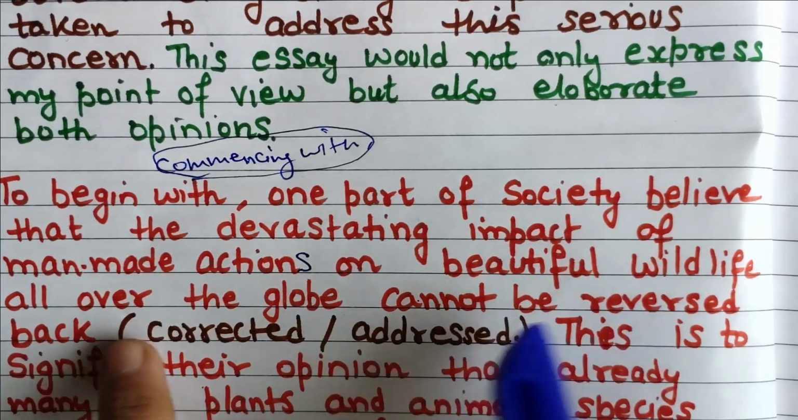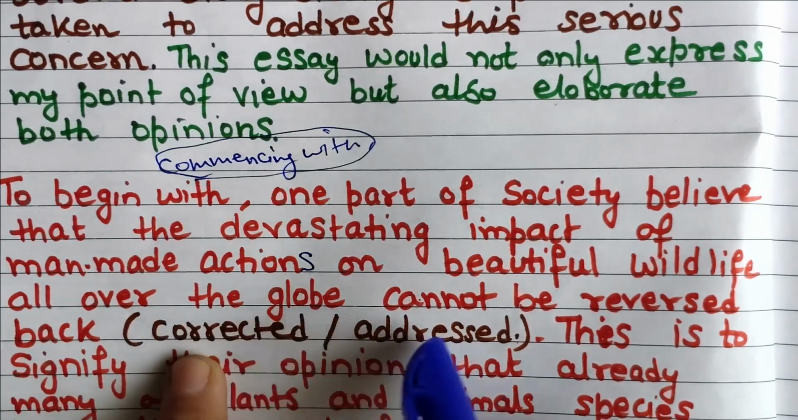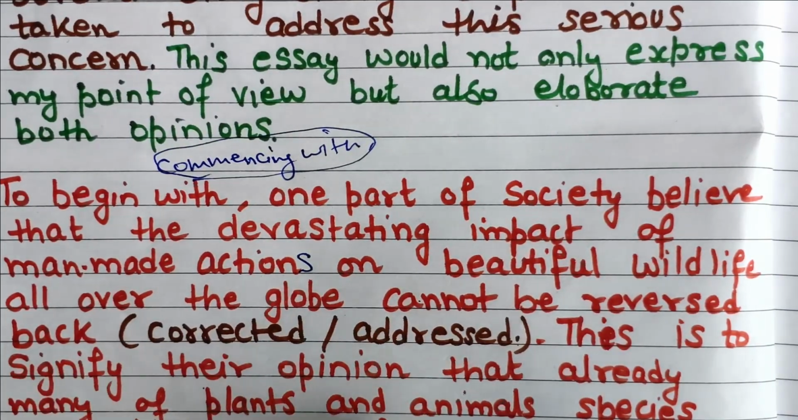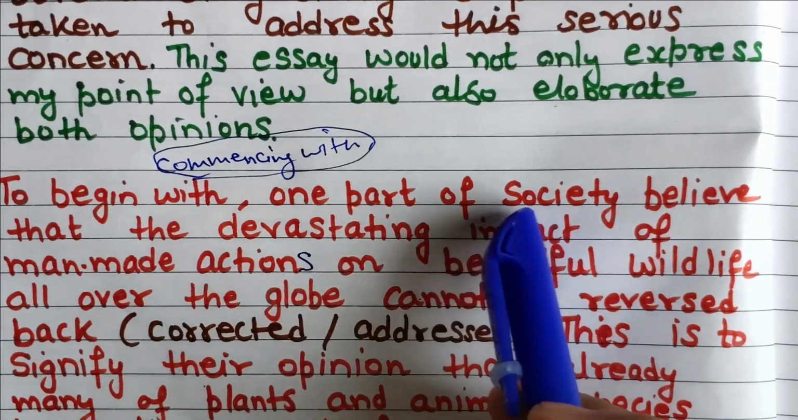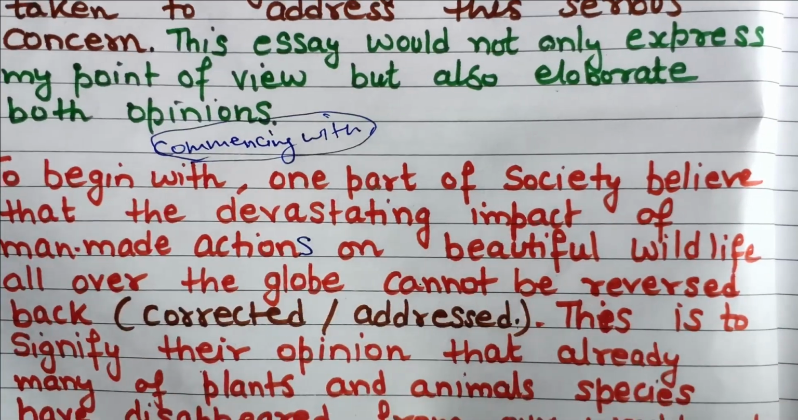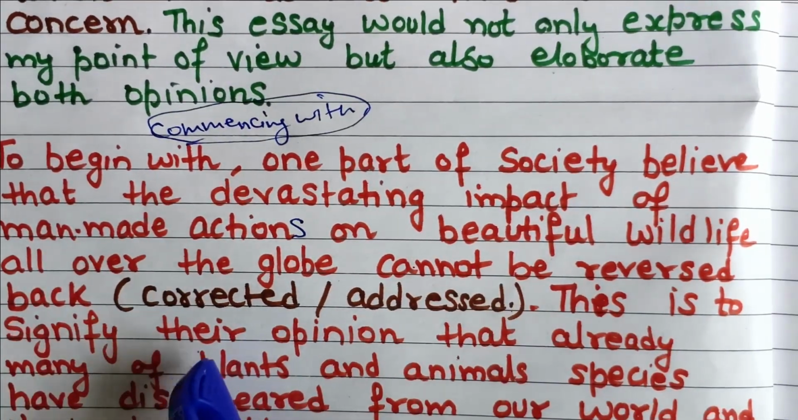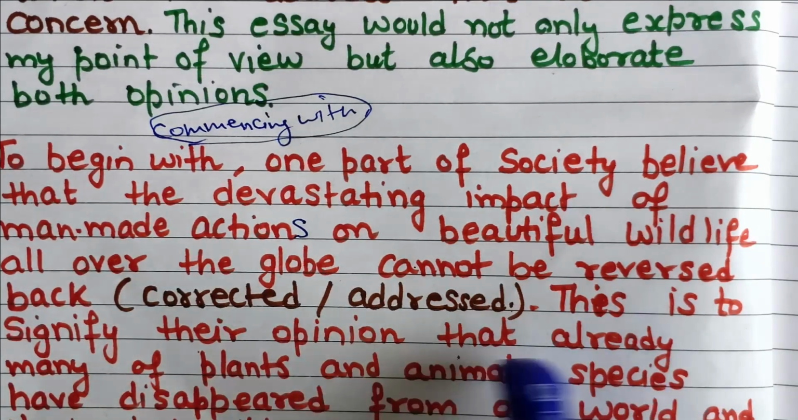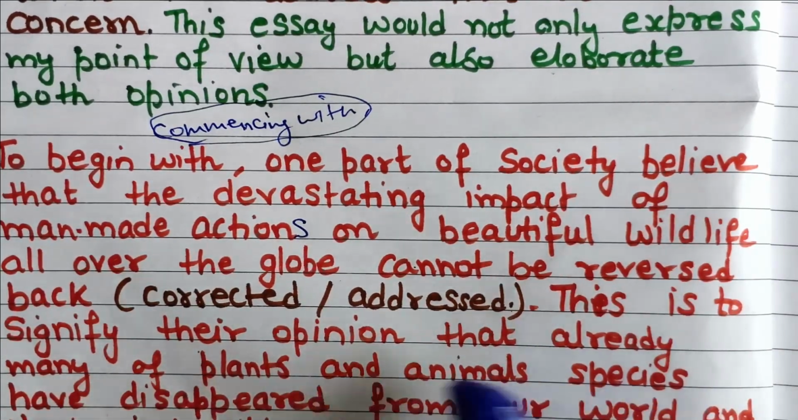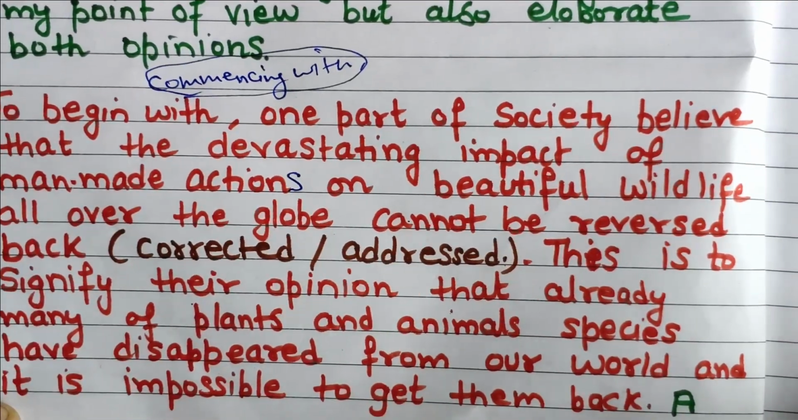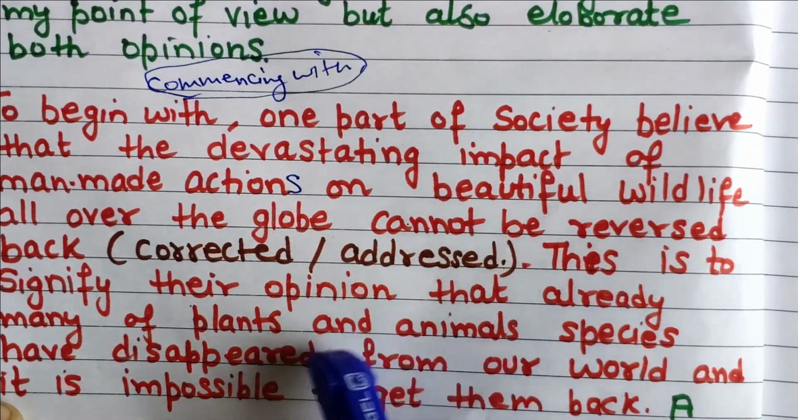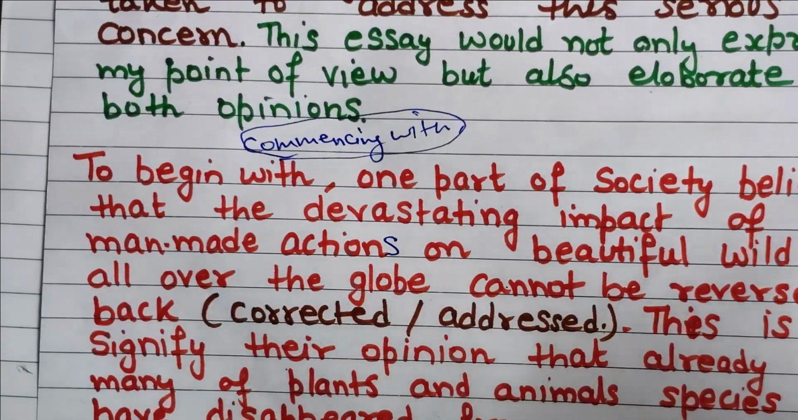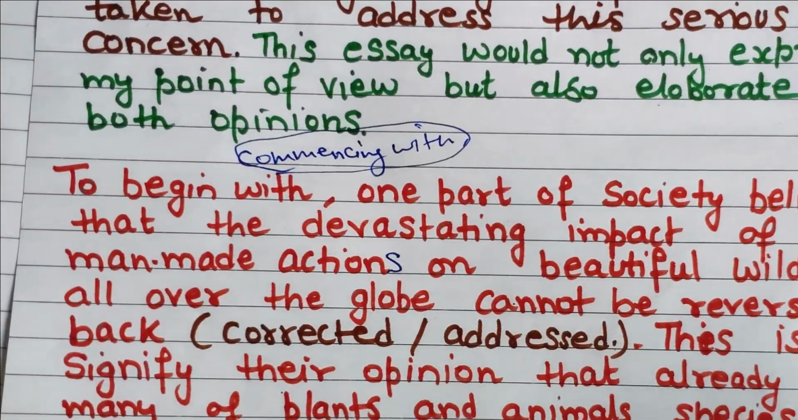"Reversed back" is a combined phrase, but when you are using "corrected" or "addressed," you cannot use "back." So here I am presenting the point of view and why they are saying this. This is the explanation. This is to signify their opinion that already many plant and animal species have disappeared from our world, and it is impossible to get them back. Actually, they are also right. Those animals which are already extinct from this world, we cannot do anything.